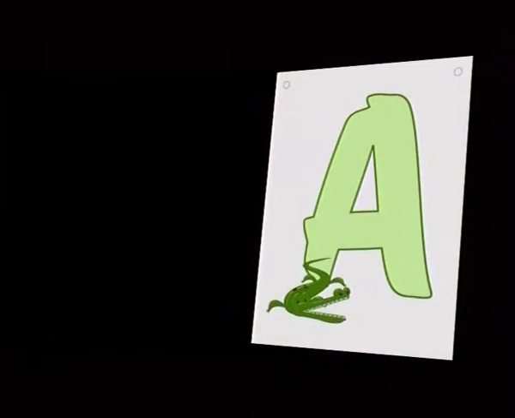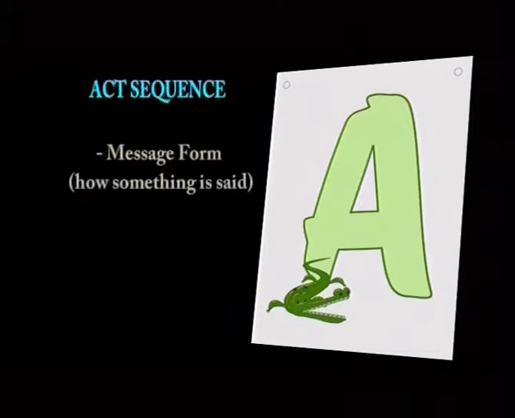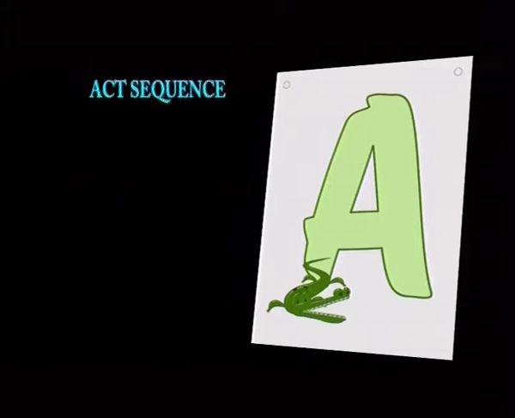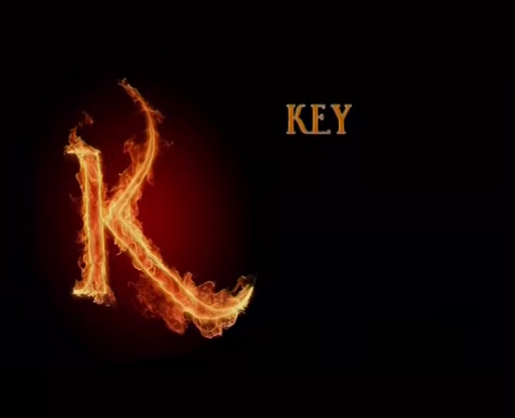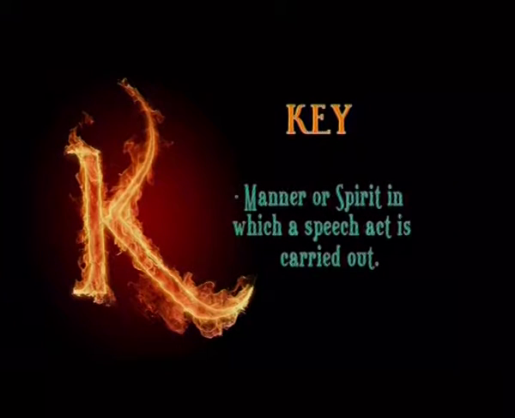Next is A, or act sequence. Message form, or how something is said, and content, or what is said, together are called act sequence. Both message form and message content involve communicative skills that vary from culture to culture. Next is K, or key. Key refers to the manner or spirit in which a speech act is carried out. For example, whether it is mock or serious, or perfunctory or painstaking.